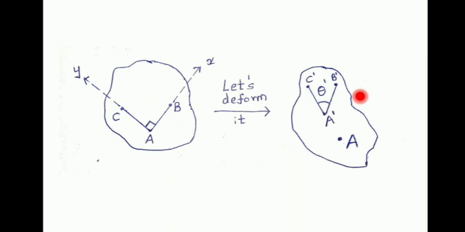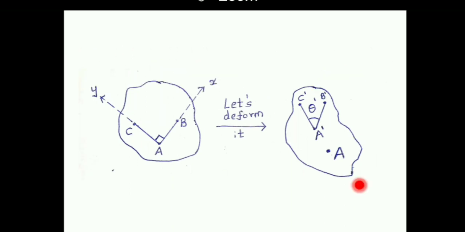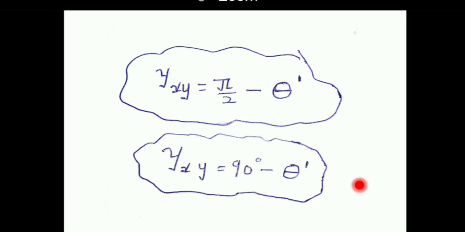Remember one thing, a very important line. Not only one line segment is contributing to the angle change, both the line segments are contributing to this angle change. So 90 to theta dash. A dash C dash has also changed its position, and A dash B dash has also changed its position. First it was 90, then theta dash. What is the change? 90 minus theta dash. So that's how we got the formula for shear strain.